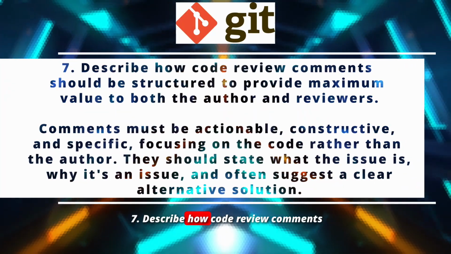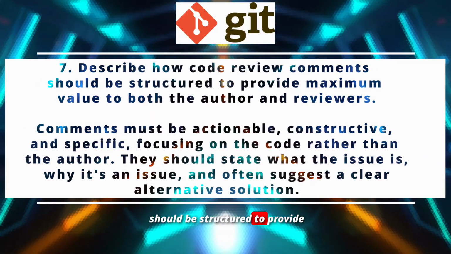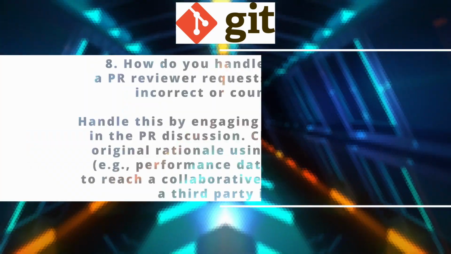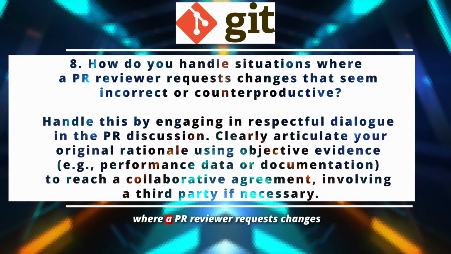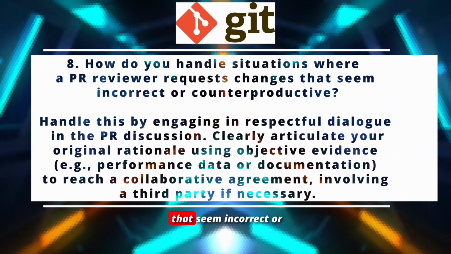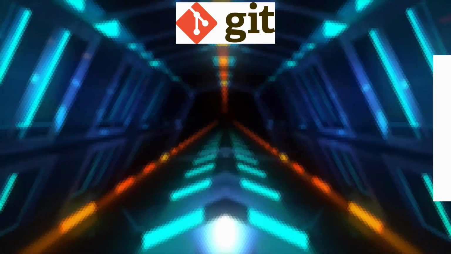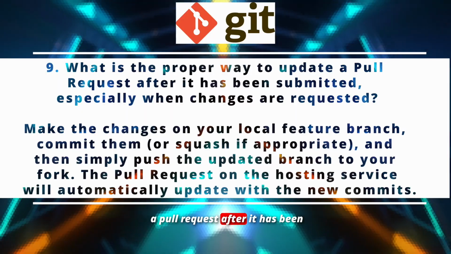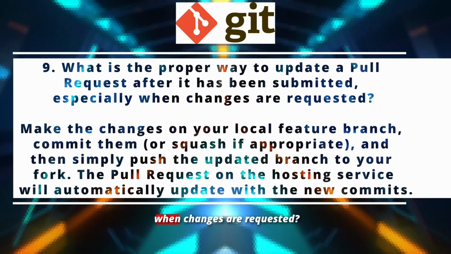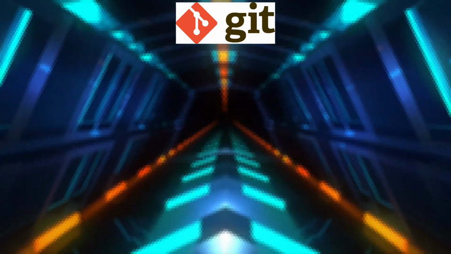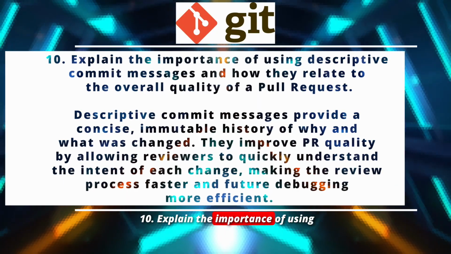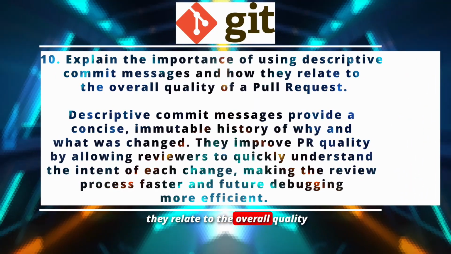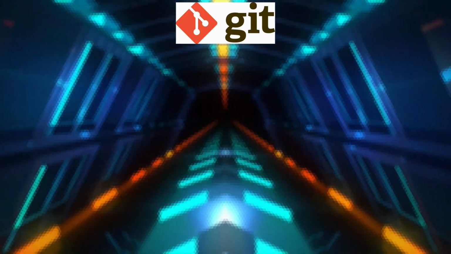7. Describe how code review comments should be structured to provide maximum value to both the author and reviewers. 8. How do you handle situations where a PR reviewer requests changes that seem incorrect or counterproductive? 9. What is the proper way to update a pull request after it has been submitted, especially when changes are requested? 10. Explain the importance of using descriptive commit messages and how they relate to the overall quality of a pull request.